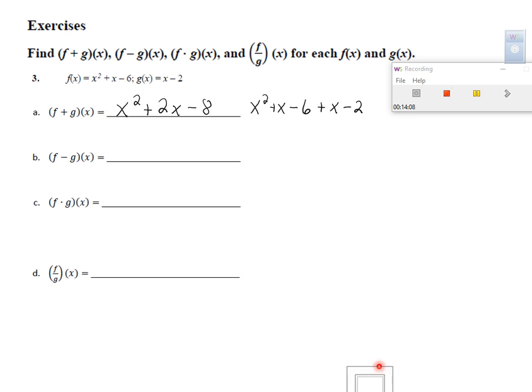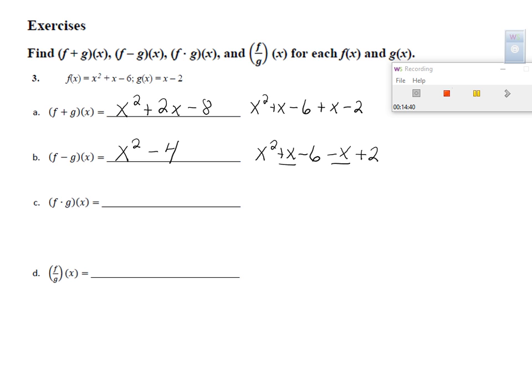F minus g of x, I'm going to write down the function of f, which once again is x squared plus x minus 6. And I'm going to distribute my negative sign in here. So I'm going to go minus x plus 2. I'm kind of saving a step here. I distributed that negative so I don't have to mess with parentheses. So I'm going to have x squared. X and negative x are out of there. Minus 4. Okay?